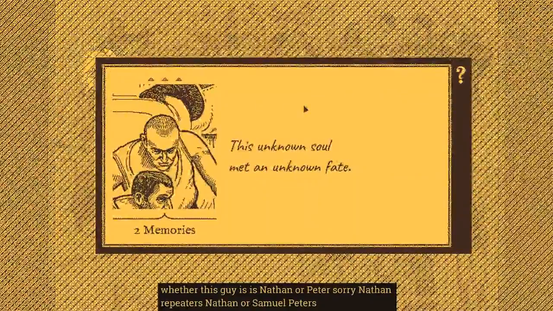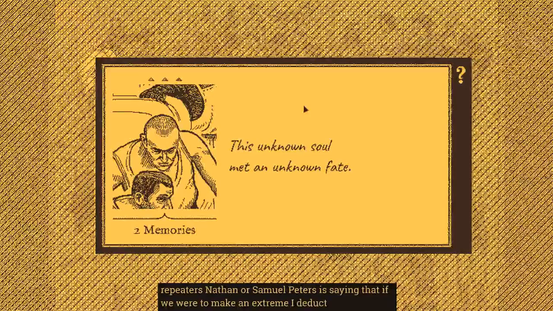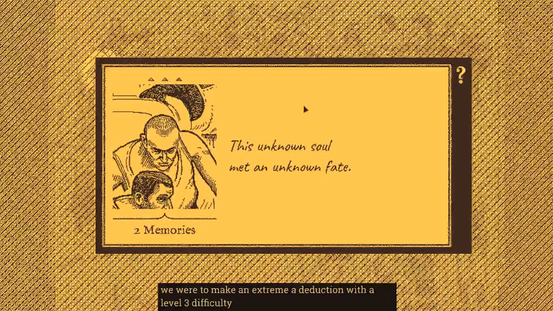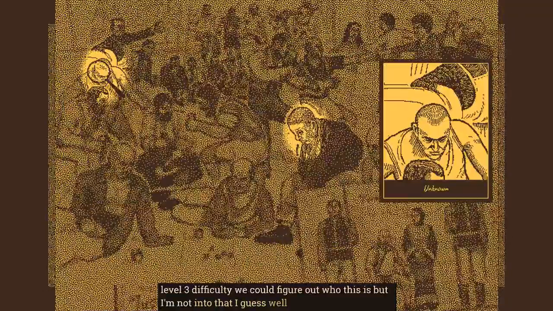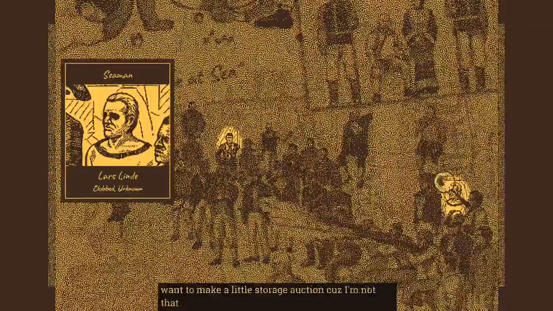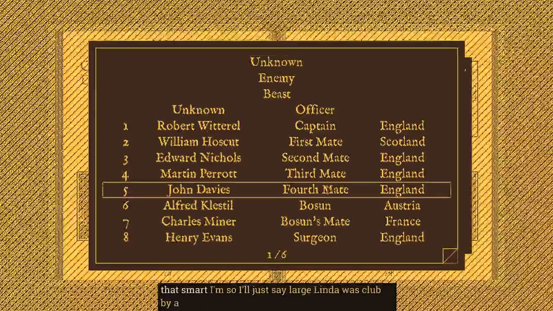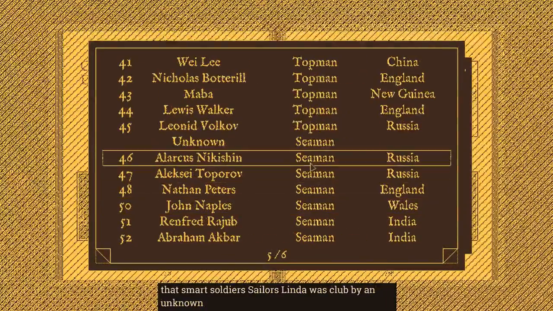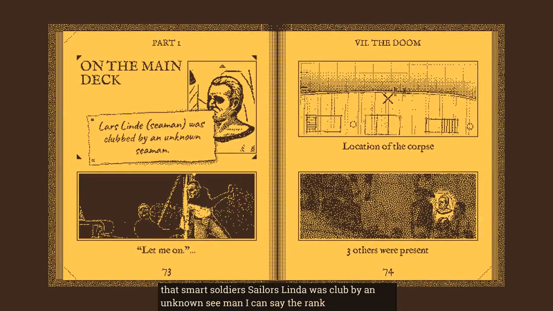Although the book is saying that if we were to make an extreme deduction with a level 3 difficulty, we could figure out who this is. But I'm not into that. I'm just not. I don't want to make a level 3 deduction, because I'm not that smart. So I'll just say Lars Linde was clubbed by an unknown seaman. I can say the rank of the culprit.